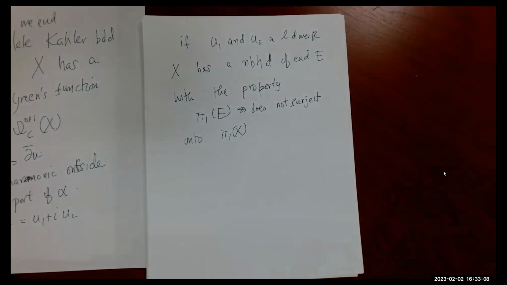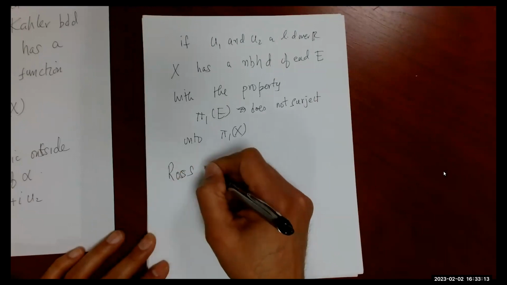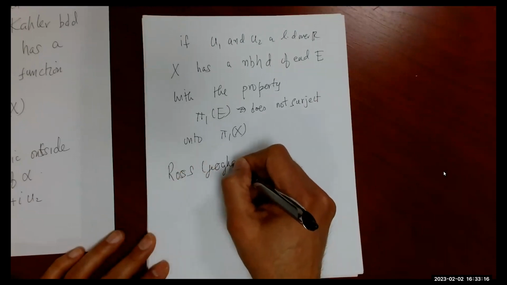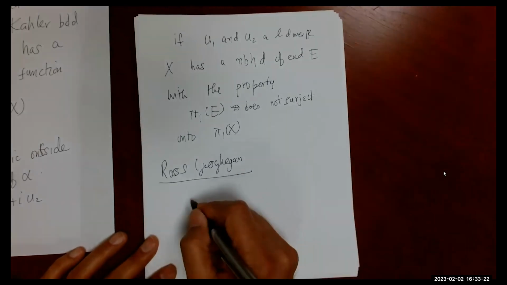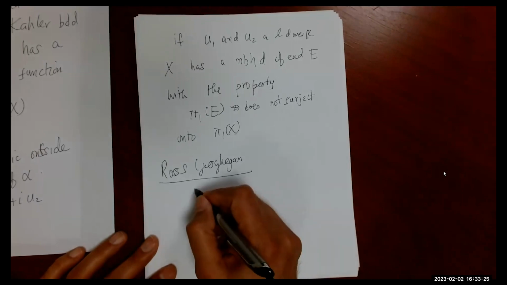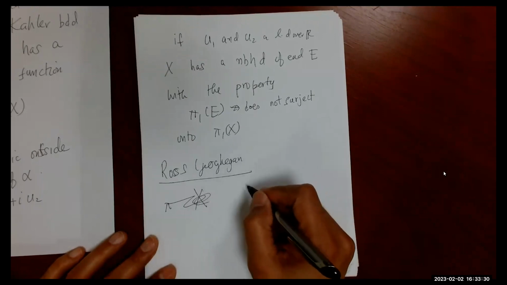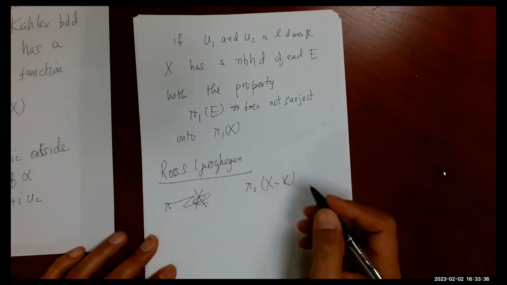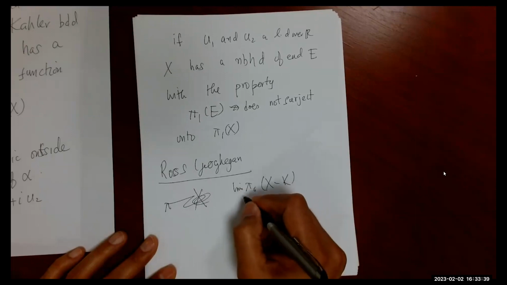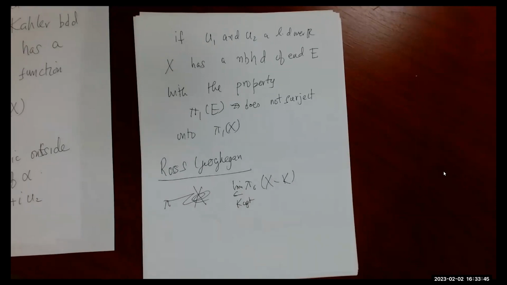So what do I mean by that? This was a notion introduced by Ross Gagan. Let me remind you, how do you describe the ends of a topological space? The space of ends is just the limit over all K compact of pi 0 of X minus K. So you're just counting the number of components at infinity.